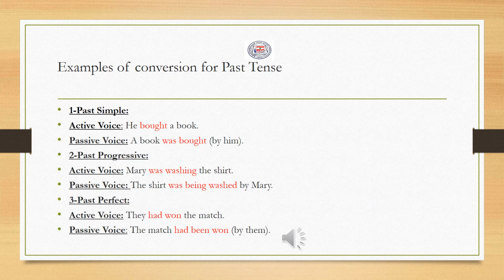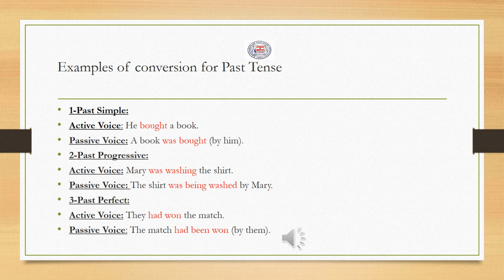Now we'll start with examples of conversion for the past tense, but before we move on, let's keep in mind that the auxiliary verb be must be used in the form that follows the tense. The first one is the past simple. The active voice sentence is: He bought a book.